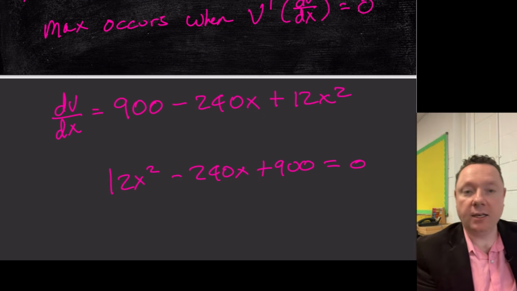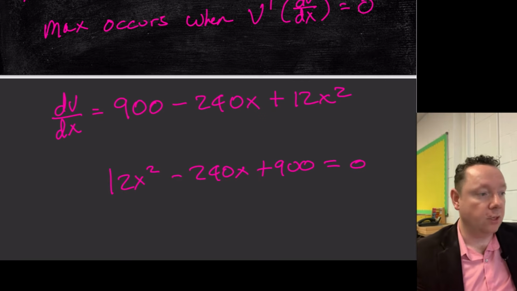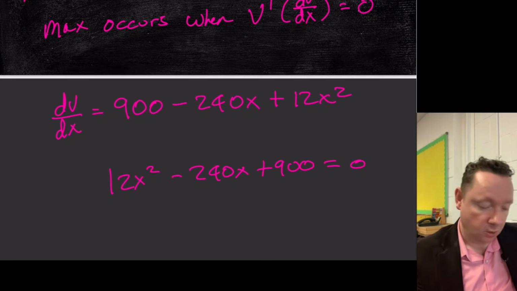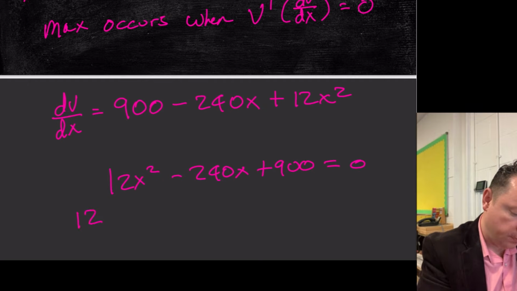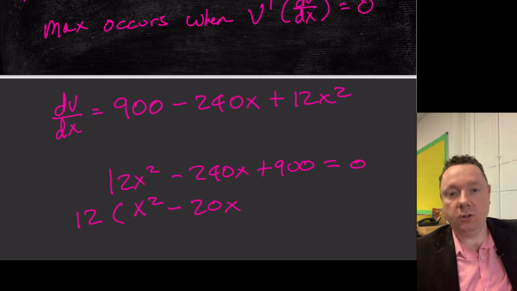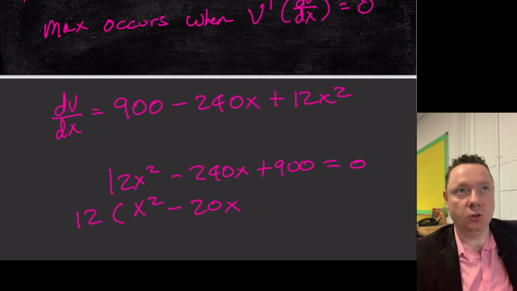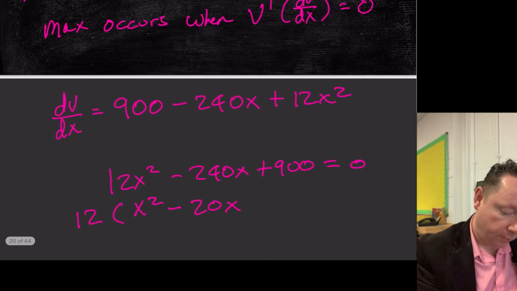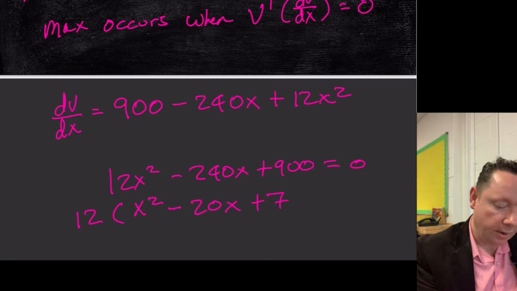And we need to factorize that. But let's hope that 12 is a common factor. And it is. So if I take 12 out, we get 12 times x squared minus 20x. And 12 into 900 is 75. Take your time on that.